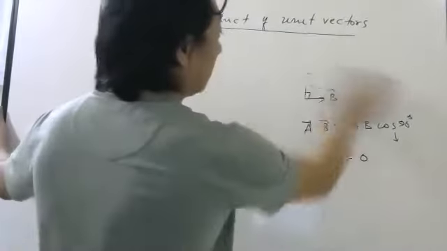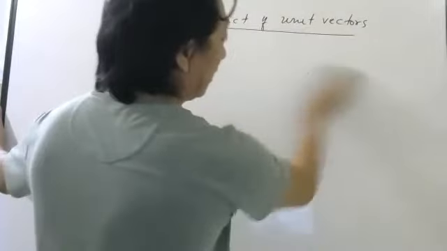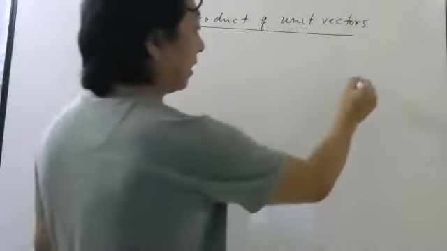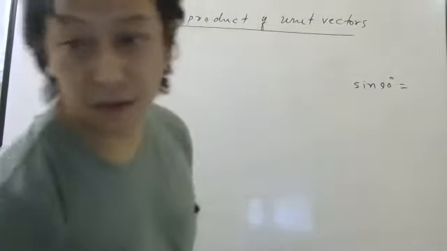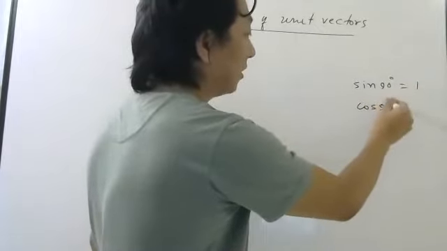So you should remember the values of sin 90, cos 90. Sin 90 is how much? Sin 90 degree is how much? So all these values you should remember. Okay, cos 90 is 0.